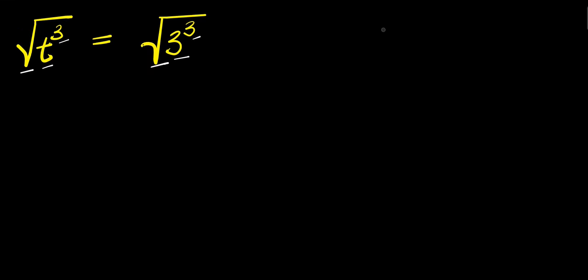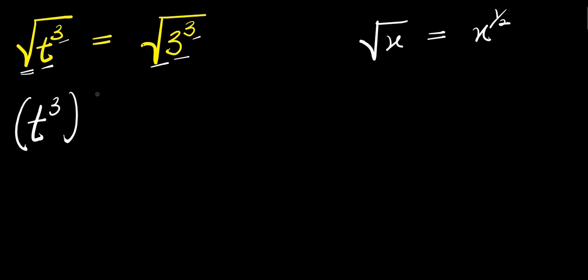So if you have square root of x, this is x to the power of 1 over 2. So square root of t power 3 is the same thing as t power 3 raised to the power of 1 over 2, equals square root of 3 power 3, which is the same as 3 power 3 raised to the power of 1 over 2.